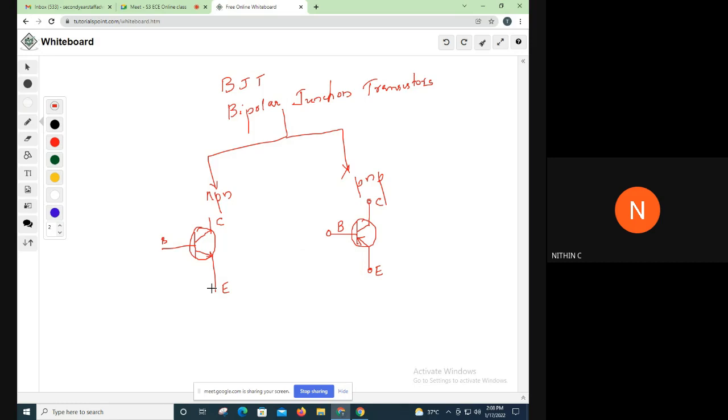Now we will see the structure of the bipolar junction transistors. Specifically, we'll be seeing the PNP transistor structure. So let's see that.